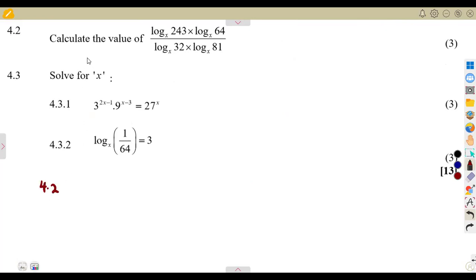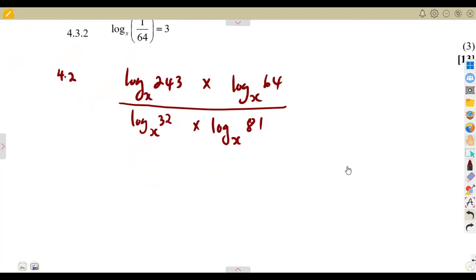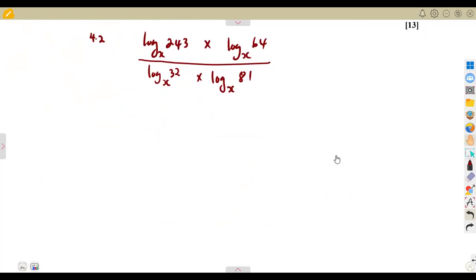On 4.2, calculate the value of, you are given the logarithm of 243 in the base of x, which is being multiplied by the logarithm of 64 in the base of x. Everything is over the logarithm of 32 in the base of x, times the logarithm of 81 in the base of x. So this is what you're given. Calculate this value in the base of x, meaning to say the base is the same. That is what they're trying to say, to show you that the base is the same.